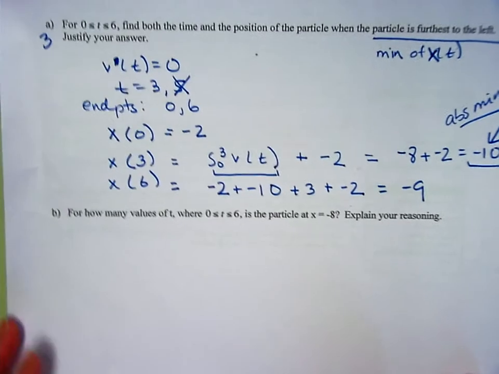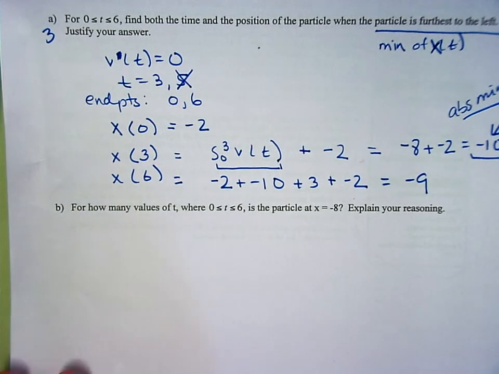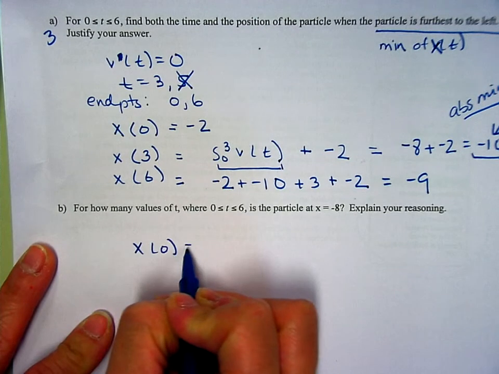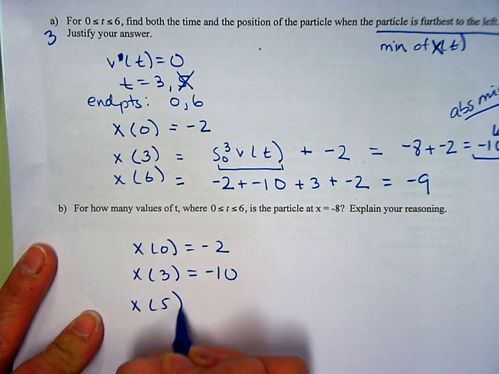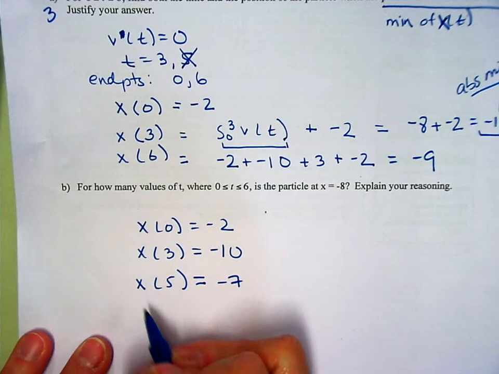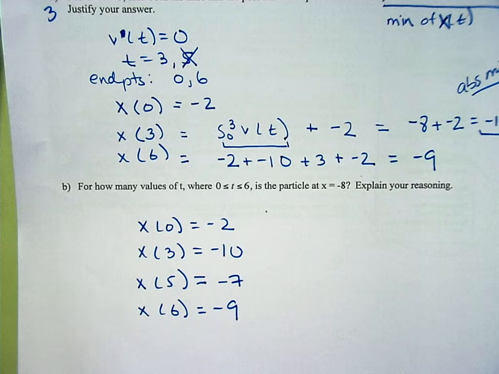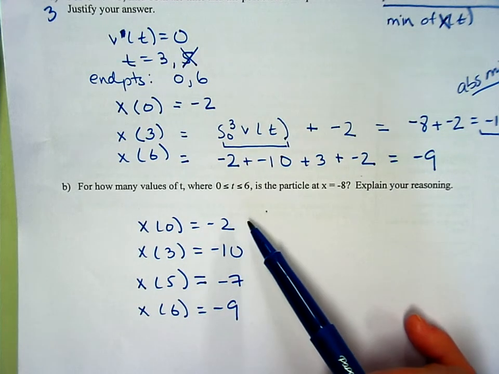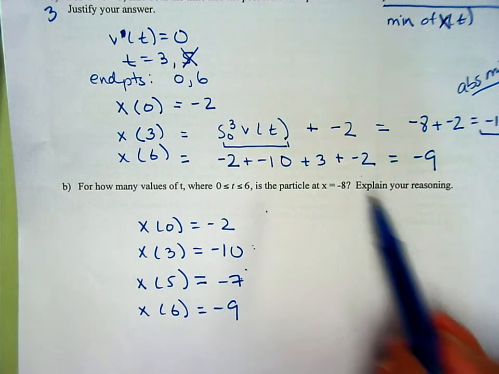Next piece, for how many values of t is the particle at x equals -8? So basically we need to consider all the places where it's changing direction. So I'm going to come up with the position at 0, the position at 3, which we already came up with before, and the position at 5, because notice it is changing directions there, so I want to consider that possibility, and then the position at 6. Now, this is a differentiable function, so this position is also a continuous function. So the position of this object goes from -2 to -10, then -10 to -7, and then -7 to -9. I want to know when is it going to hit -8.